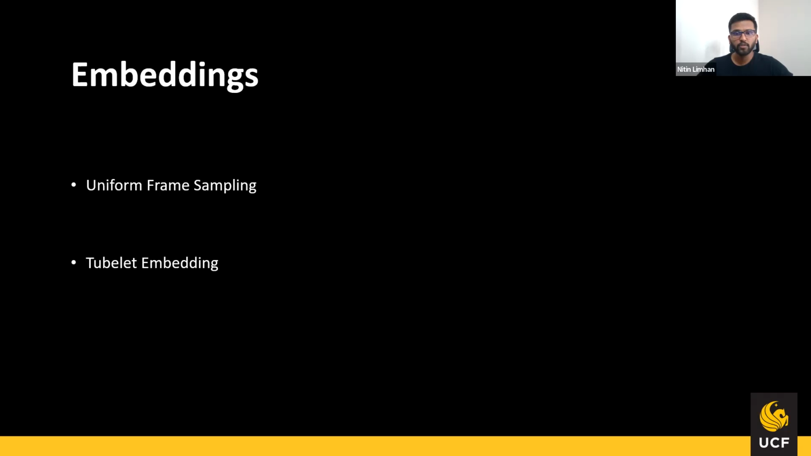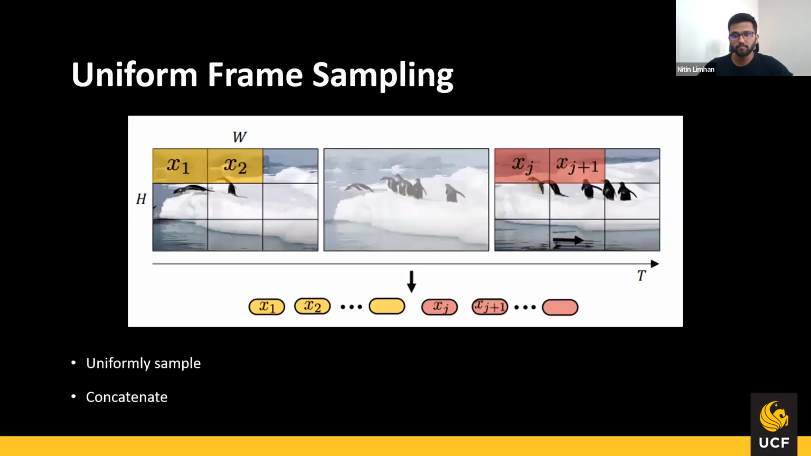Now we move on to embedding video clips. The authors considered two simple methods for mapping a video to a sequence of tokens, and then add the positional embedding and then give the input to the transformer. These two methods are uniform frame sampling and tubelet embedding. Now we'll discuss them in detail in the upcoming slides.